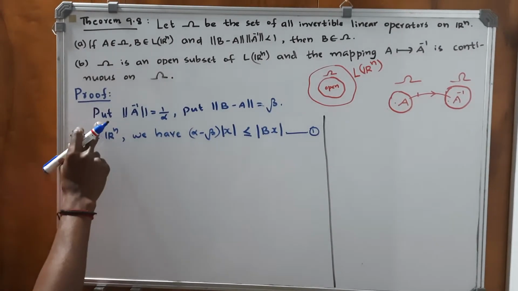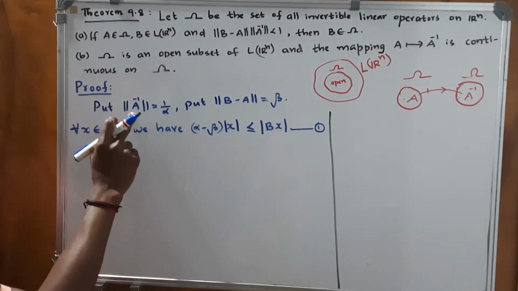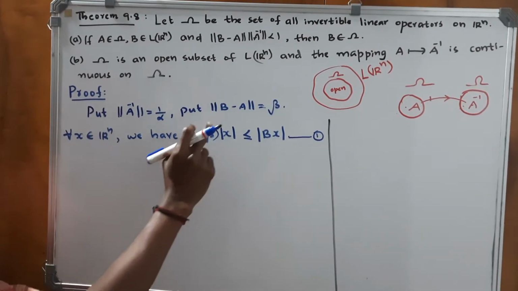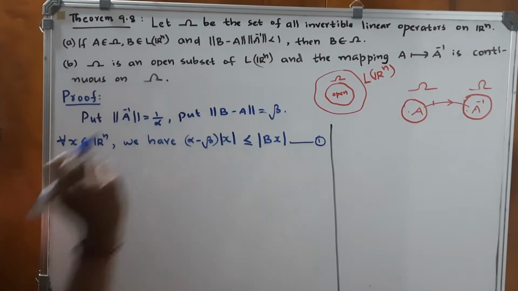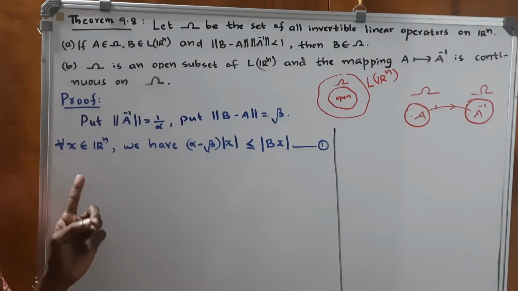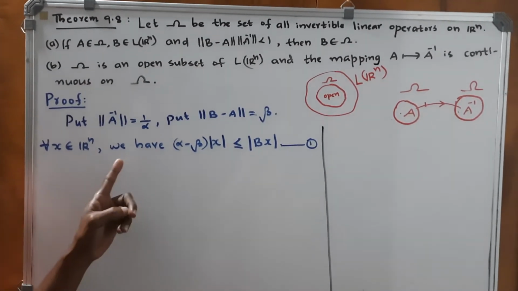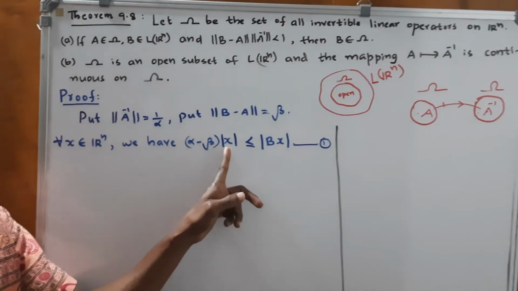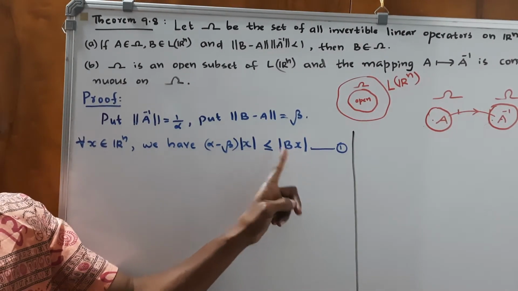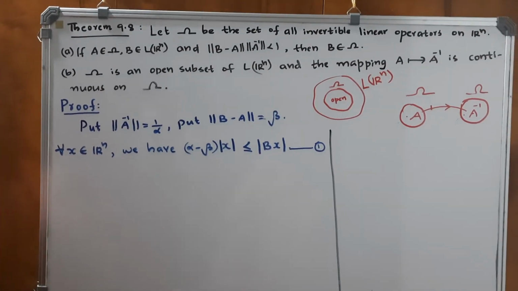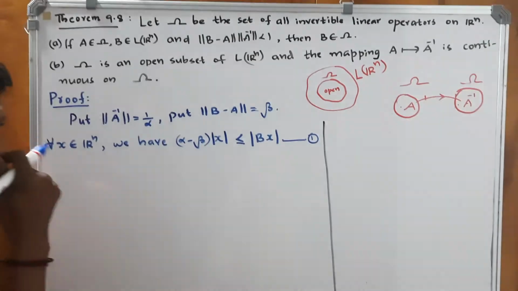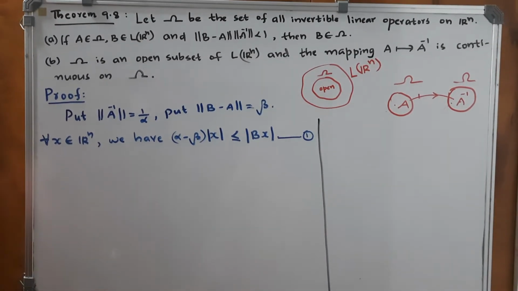So we have already noted that putting norm of A inverse equal to 1 by alpha, and norm of B minus A equal to beta, then for every x in Rn, we have (alpha minus beta) times modulus x less than or equal to modulus of Bx. And I have already told you in the previous video that this is a crucial result.